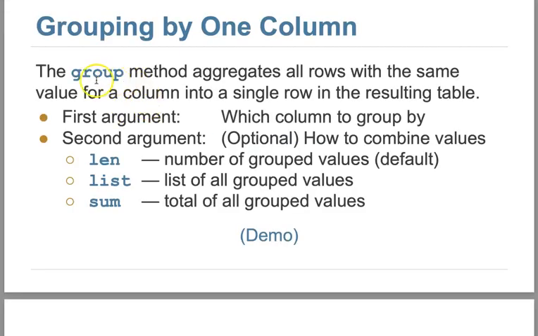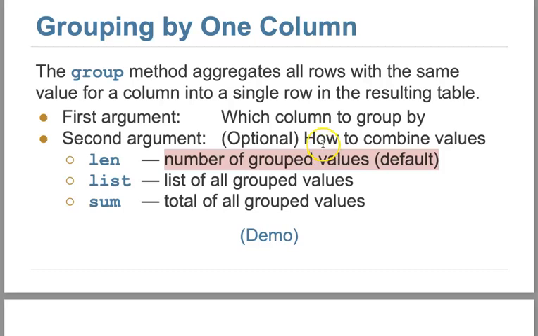By default, if you do the group method, it aggregates all the rows with the same value for a column into a single row. That results in a table where we add one more column. The first argument is which column you want to group by. The second column they create is according to the label you show, they just give you the frequency. So that's the default. The frequency will tell you the number of the group value. If you don't specify the second argument, that's the default.